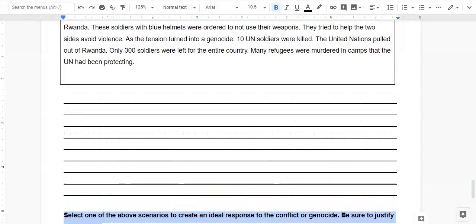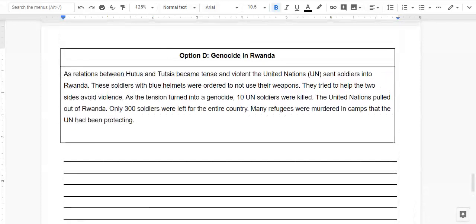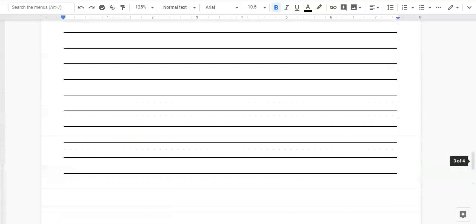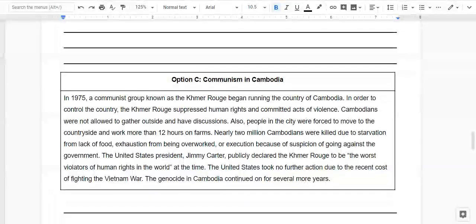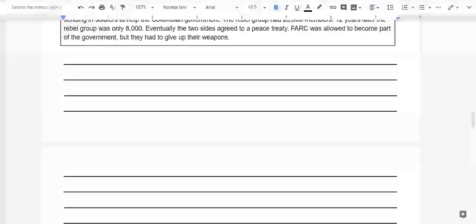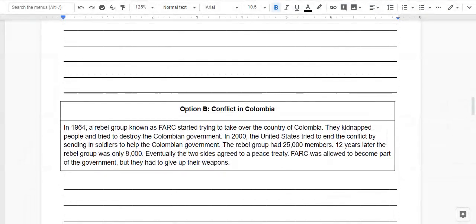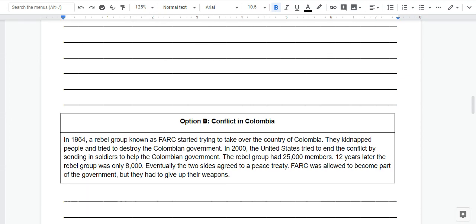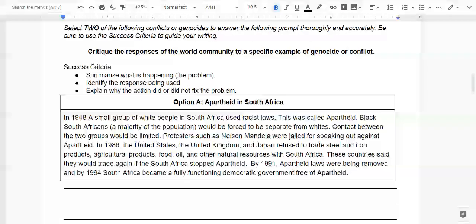All right, so you're going to look through all those, and remember, you only have to do two. So when you're looking at this one, you're looking at how did the UN respond to that genocide. Here, you're looking at how the US, the United States, responded to this genocide in Cambodia. Here, you're looking at how the US responded to this conflict in Colombia with FARC, F-A-R-C. And for this one, it's a little more confusing. You're looking at how the US, UK, and Japan responded to the apartheid in South Africa.